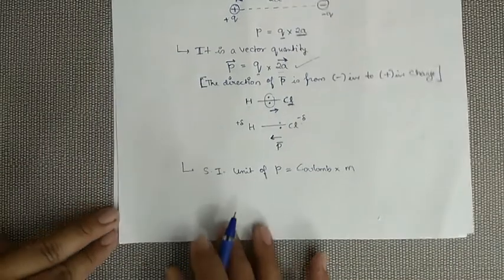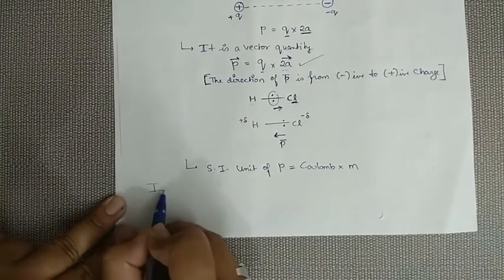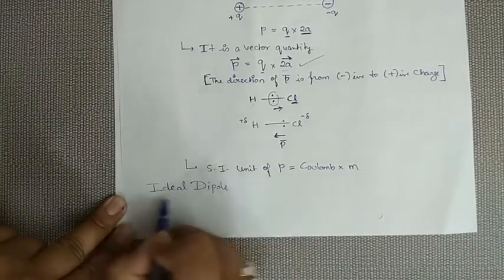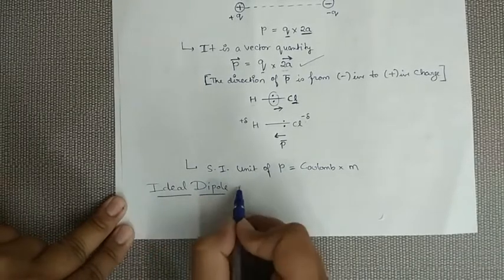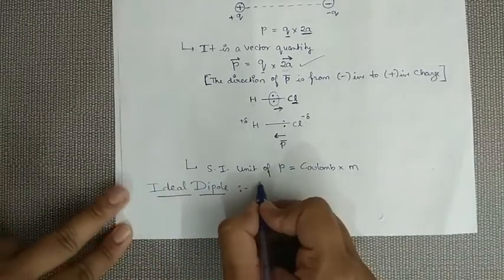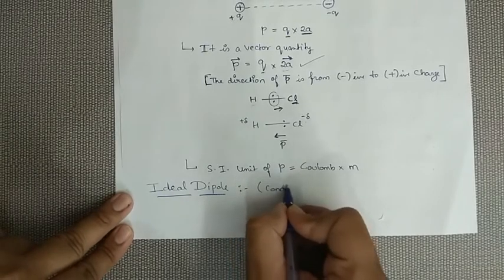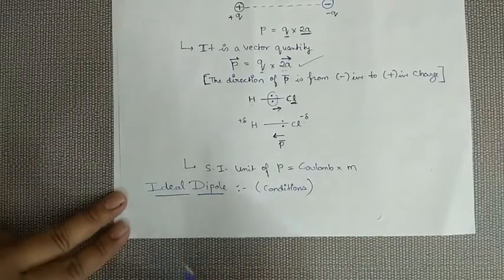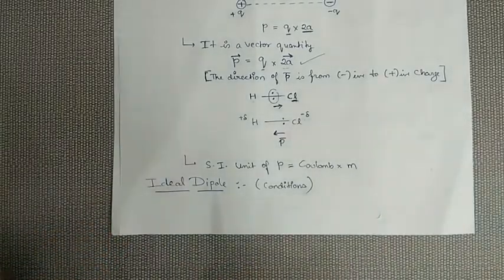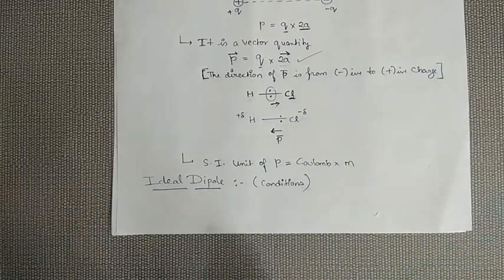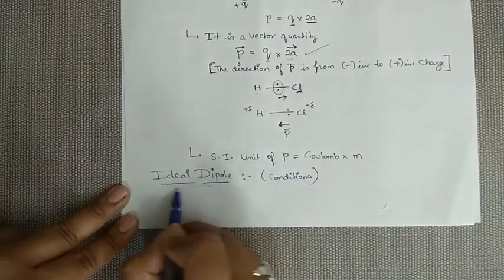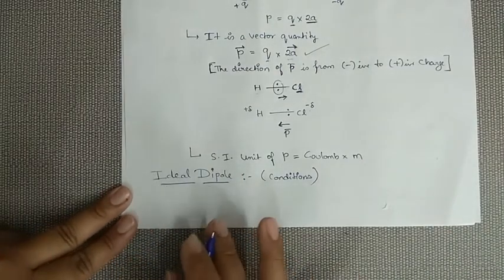Now one more important thing: what is the condition for an ideal dipole? It is asked many times in the exam. What do you mean by an ideal dipole, or write the conditions for an ideal dipole. Now see, these dipoles are basically related with the atoms and molecules arrangement. So mostly we use the term molecular dipole. So ideal dipoles are also associated with atoms and molecules only.